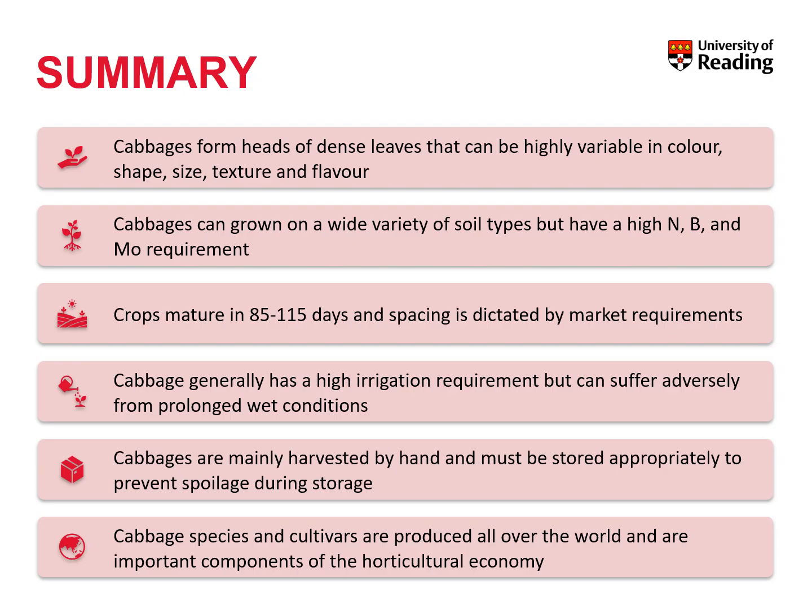So in summary, cabbages form heads of dense leaves that can be highly variable in colour, shape, size, texture and flavour. Cabbages can grow on a wide variety of soil types but have high nitrogen, boron and molybdenum requirements. Crops mature in around 85 to 115 days, depending on the time of year, and spacing is dictated by the market requirements. Cabbage generally has a high irrigation requirement but can suffer adversely from prolonged wet conditions.